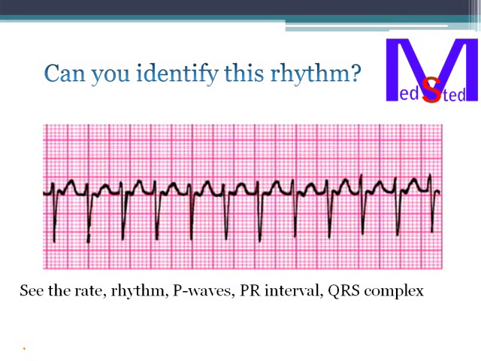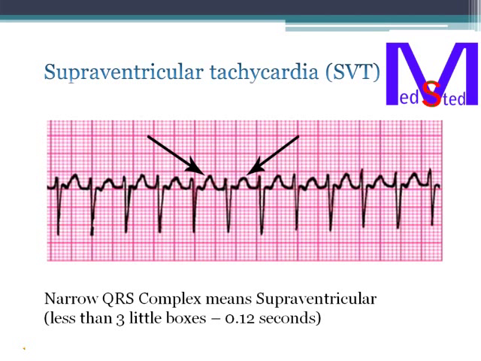Can you identify this rhythm? See the rate, rhythm, P waves, PR interval, and QRS complex. Are the waves indicated by the arrows P wave or T wave? Due to the fast rate, the P wave is mixed with QRS complex, so the wave indicated by the arrows are T waves. How do you know that it's supraventricular? Because of the narrow QRS complex, which are less than 3 little boxes. So, this is supraventricular tachycardia or SVT.